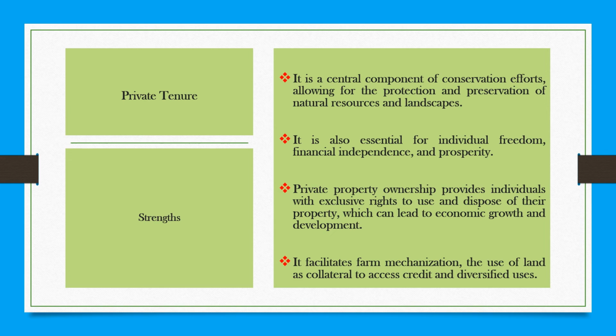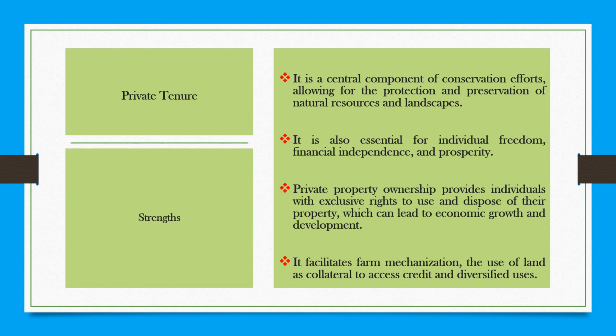Lastly, private tenure facilitates farm mechanization, the use of land as collateral to access credit, and even diversified uses. When land is under communal tenure, it becomes very difficult for such land to be put under farm mechanization unless the owners collectively agree to it. But because under the private system, the land belongs to an individual, it is quite easier for the same individual to organize on how land can be used in mechanized farming.